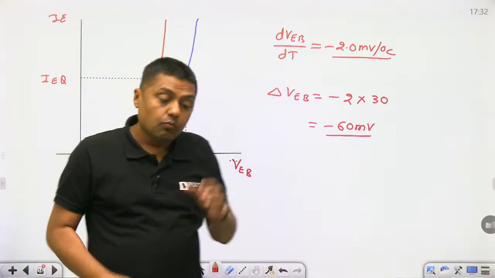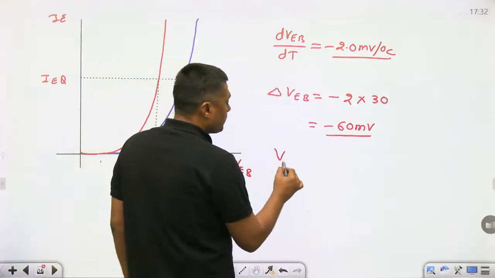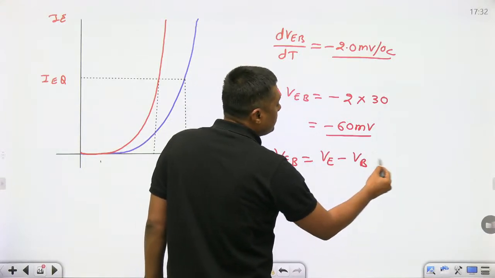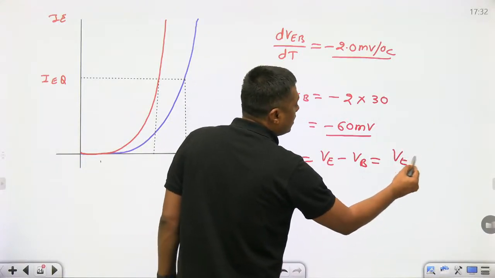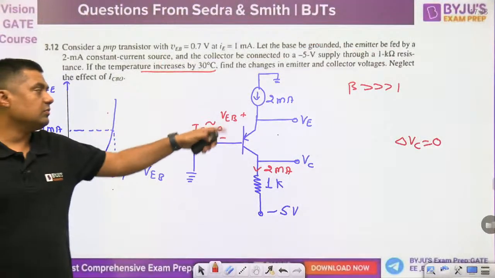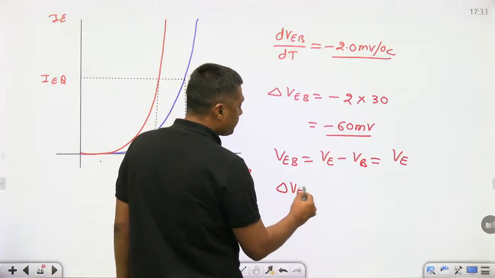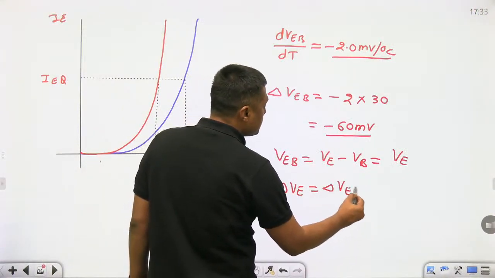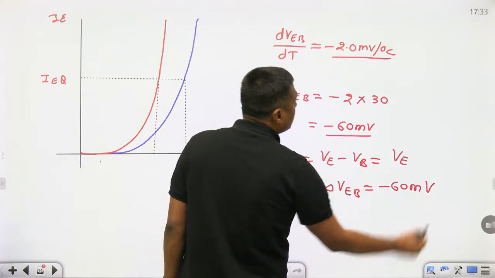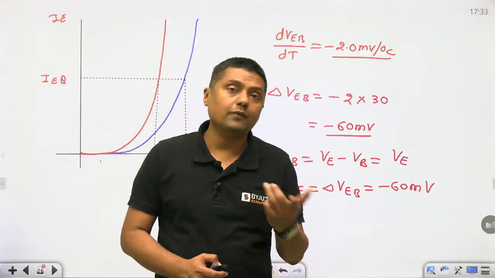Means VEB, and what is VEB? VEB is nothing but VE minus VB. VB is connected to ground, so that is the VE only, because the base is connected to ground here. So VEB is nothing but VE. So that change is nothing but the change in VE, because B is free. This is minus 60 millivolt, which means it will reduce by 60 millivolt. So you have to give the answer.